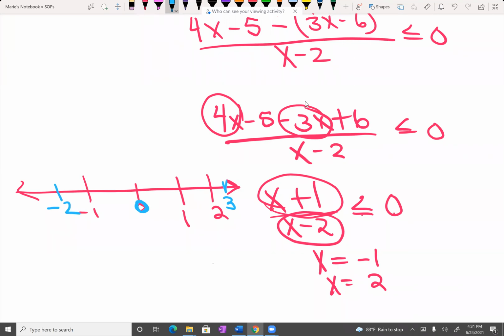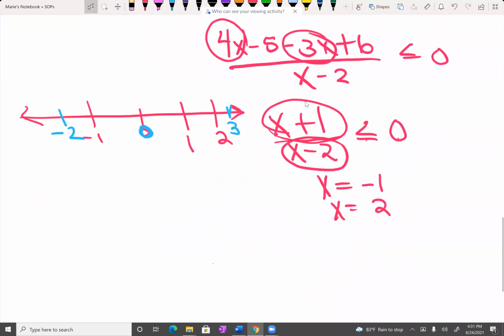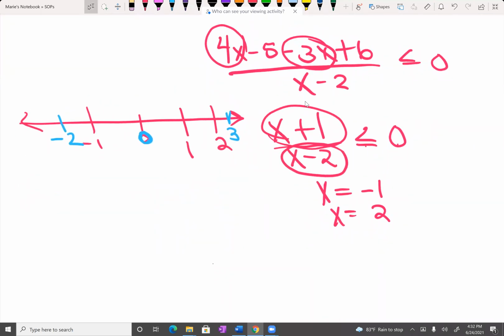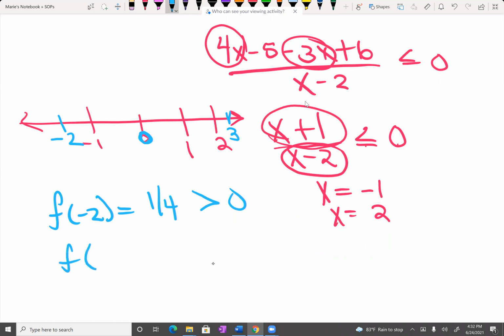All right, and so this is very helpful if I go back to my equation. And so if I use f of -2 as a test point, I get 1/4, which is definitely greater than 0. So this is a rejection. If I do f of, let's go with 1, f of 1, then this becomes -2.